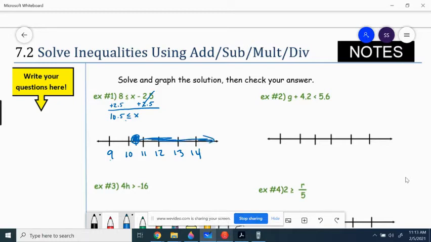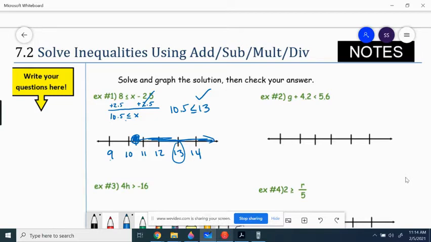Okay, and we can check this. So the x is represented by anything on the blue line. So the blue line represents the values that x can be. So we can just pick one of those numbers and see if it makes sense. So let's pick 13 for this one. So is this true? 10.5 is less than or equal to 13. Sure enough, that's true. Right, the mouth would be eating the bigger number. 13 is clearly bigger than 10 and a half. So we know we're correct.